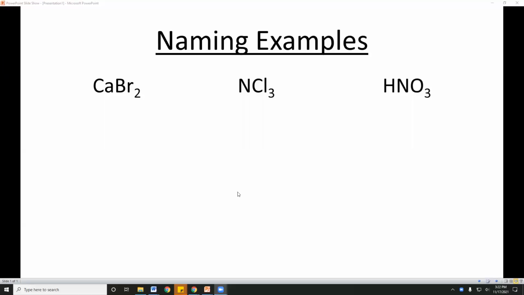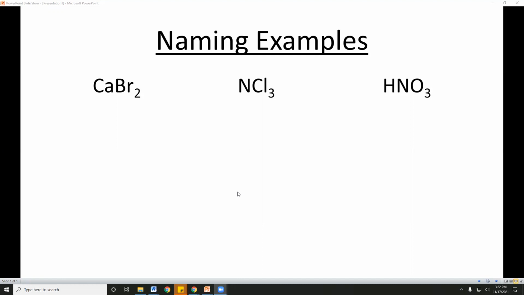All right, this example is to help you learn how to use the writing a compound name side of the flow chart that you should have picked up this morning. So, for example, I have these three formulas that we're going to go through where I help you to see how you use this flow chart.